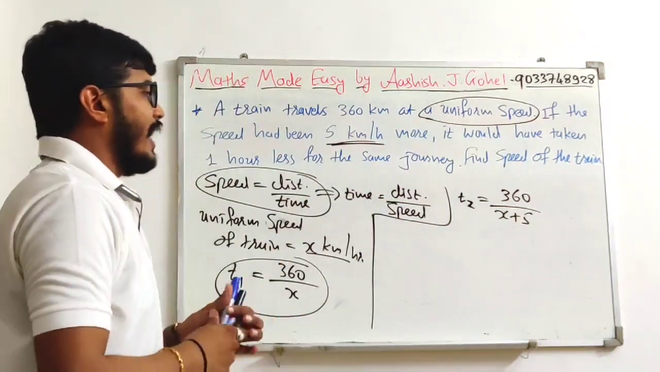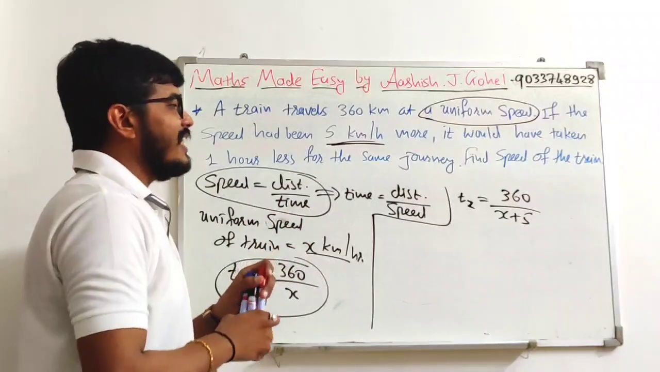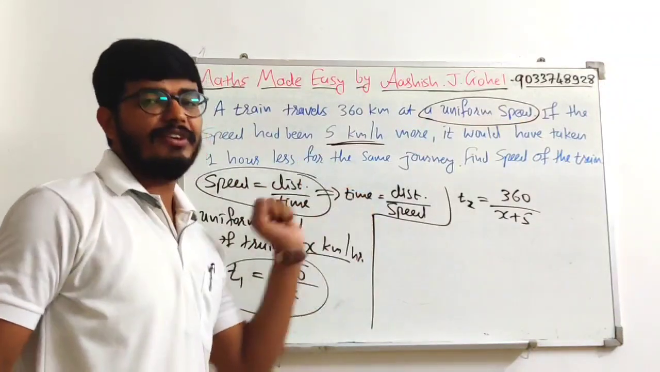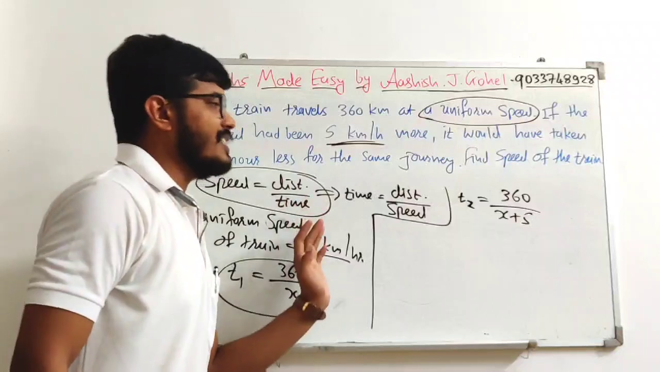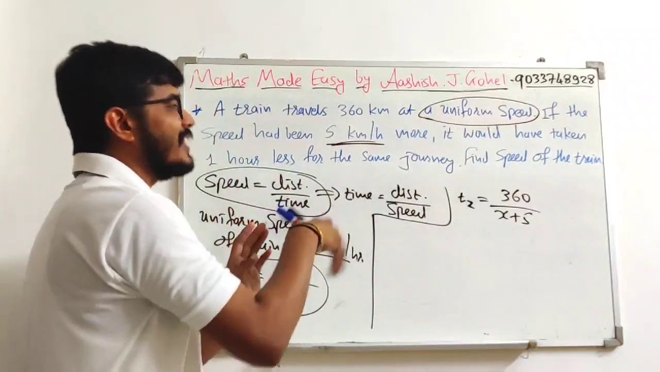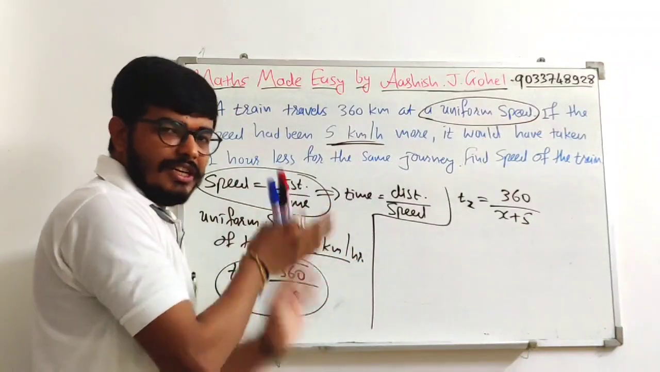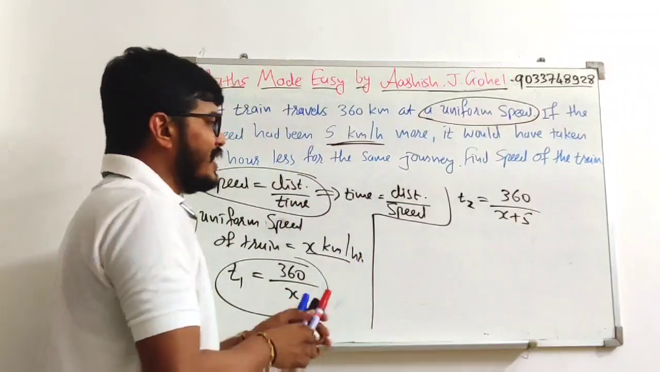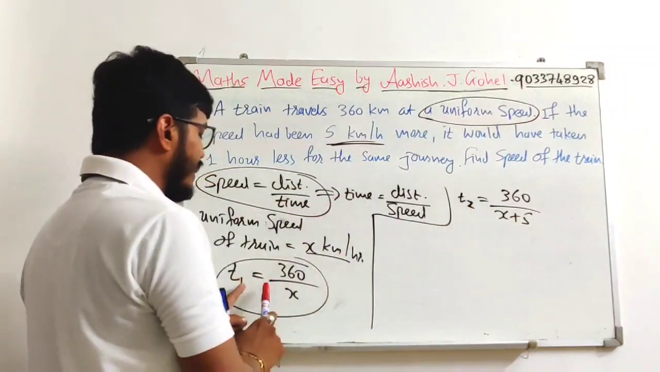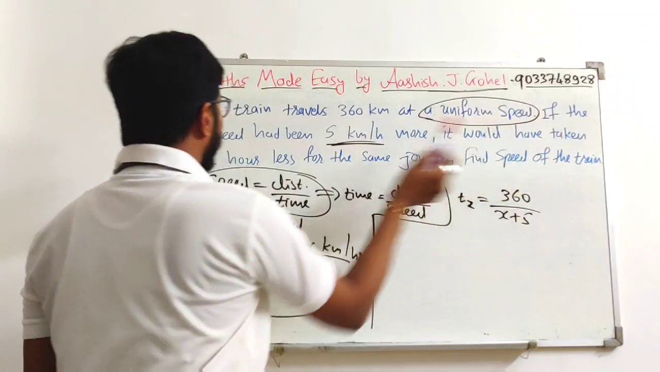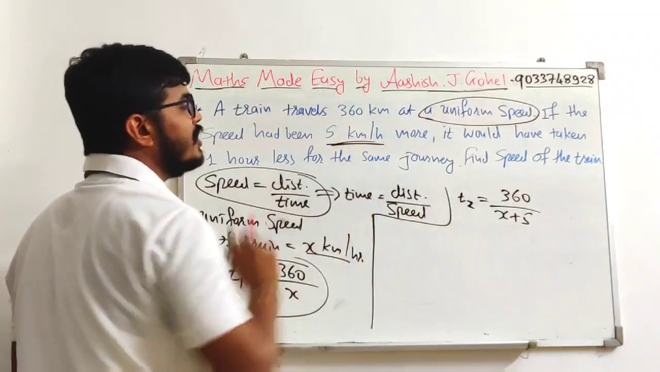Now, can any of you say which time will be lesser? Obviously, the time in which the speed is greater will be the smaller one. So here t2 is smaller than t1. So it would have taken 1 hour less for the same journey.